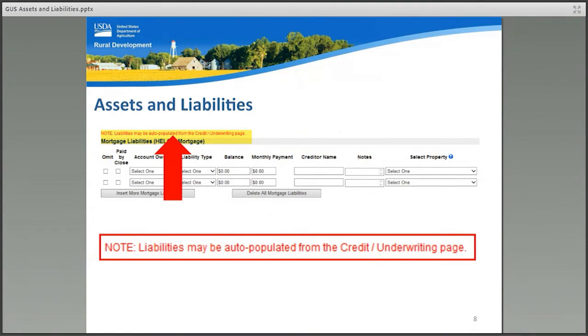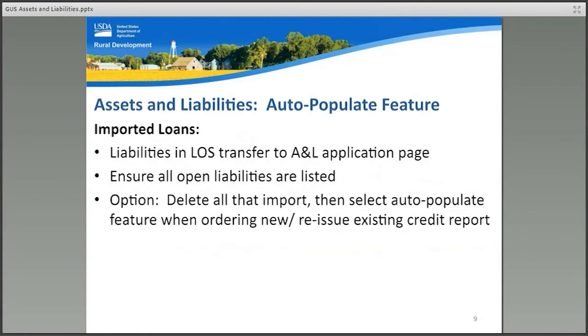As the user scrolls down the application page to the liability sections, there is a red message that states liabilities may be auto-populated from the credit and underwriting page. For loans that are imported into GUS, the liabilities listed in the lender's LOS system will be populated onto this application page. Please ensure that every single open account on the credit report is reflected in the liabilities.